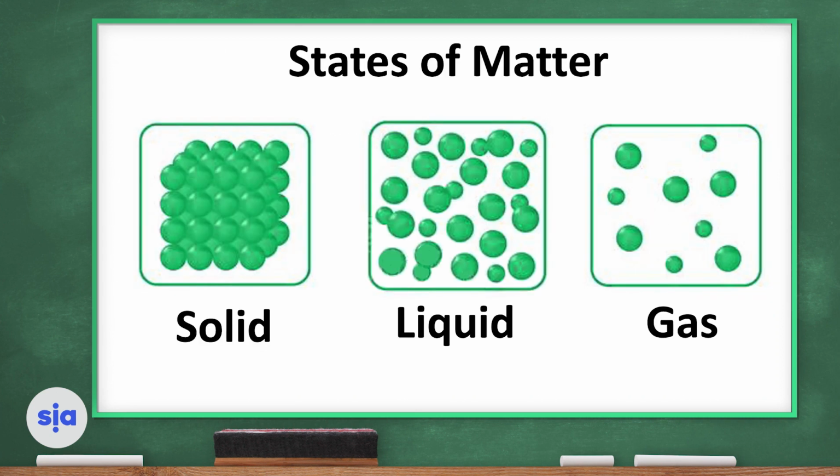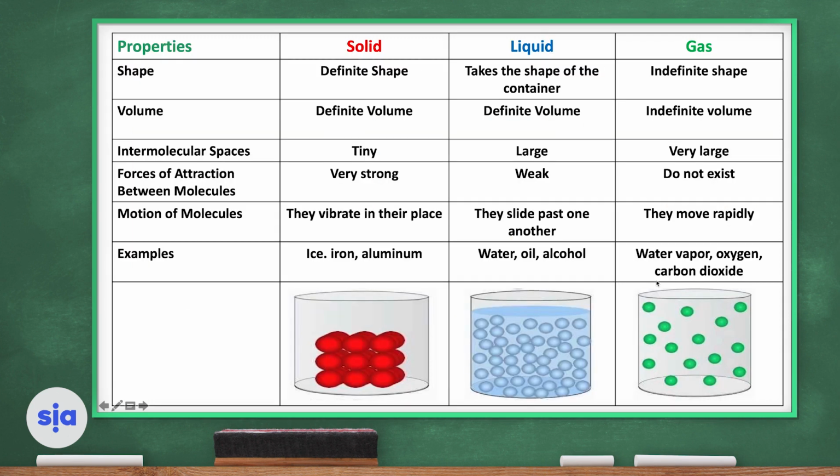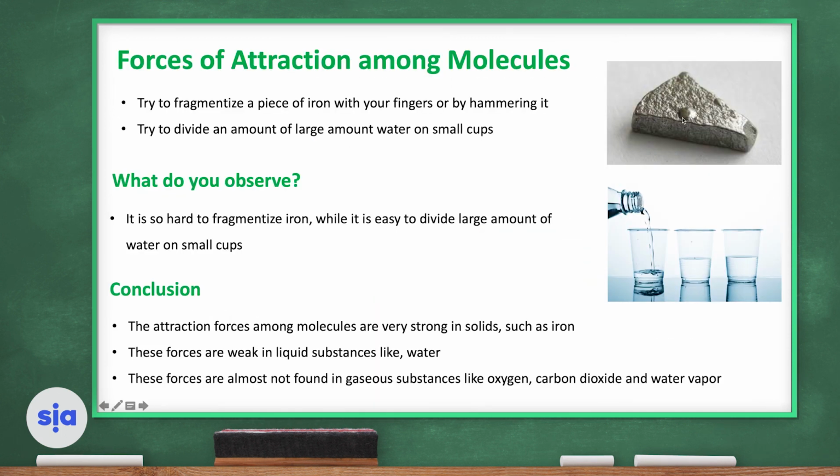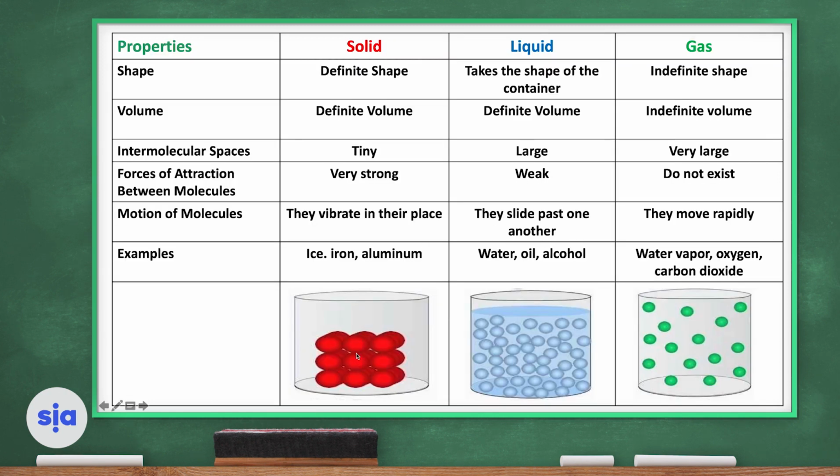These are the states of matter. Matter exists in three different states. Either it is solid, liquid, or gas. Let's together compare between solid, liquid, and gas. As you can see here, the solid matter has definite shape and definite volume, like this piece of iron, definite shape and definite volume. If you put it in a container, it will retain its shape and volume.